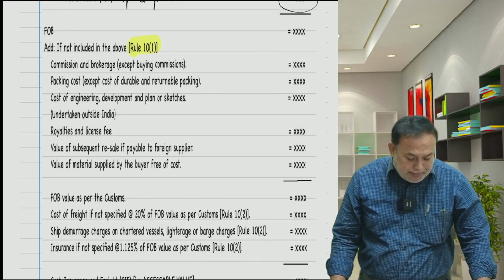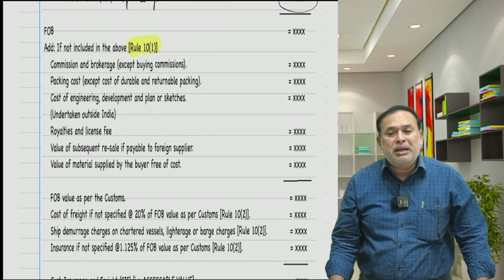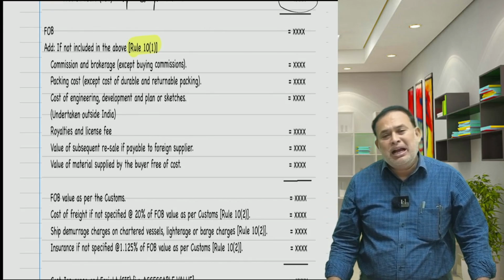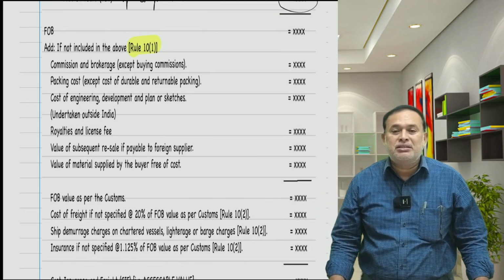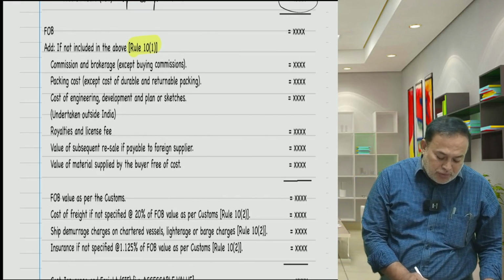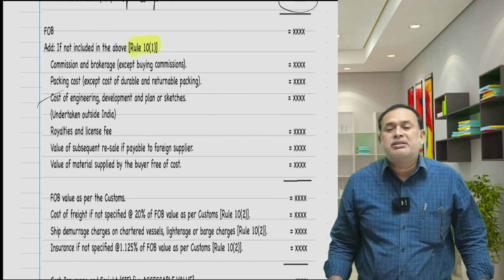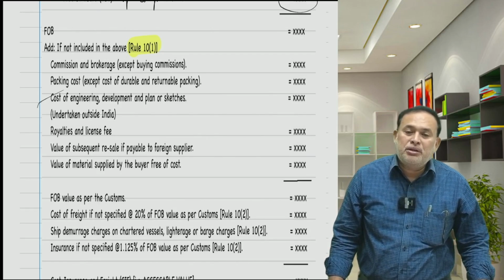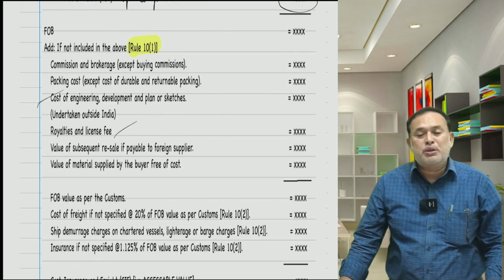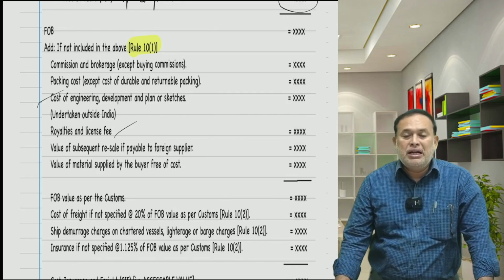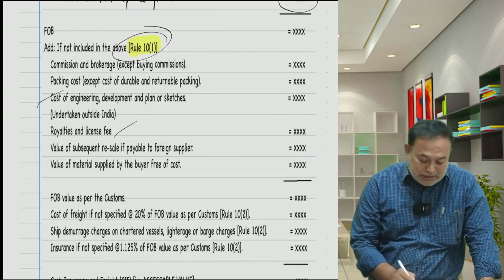Further, packing cost. Packing comes into the picture. We have different packing: primary packing, secondary packing, special packing are addable, but durable packing, which is container packing, should not be added or considered in the valuation. Cost of engineering, sketches, development undertaken outside India alone should be considered as forming part of the cost of imported goods. Royalties, license fee, which is paid by the importer to the exporter for import of those goods and selling in India, are also added as pre-shipment expenditure in the rule number 10(1) expenditure.